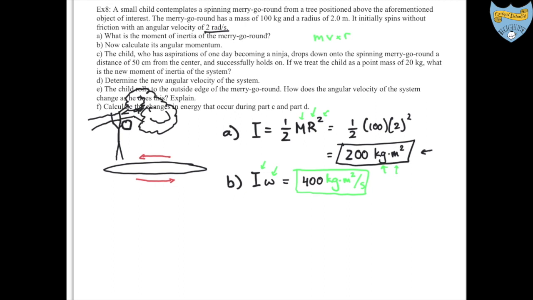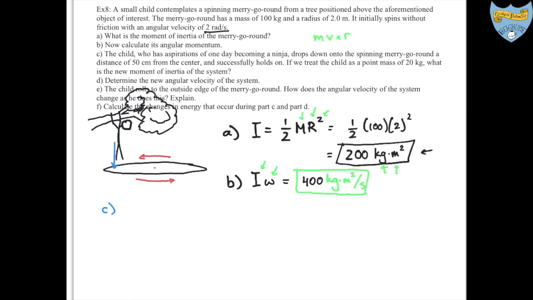All right, now the child drops onto the merry-go-round. Now, if right now you're thinking, okay, the kid is like a particle, he's colliding with the merry-go-round, I'm going to use mv cross r. Sort of. The reason that we end up not needing to care about that is because when the kid collides with the merry-go-round, he's going to be moving like that.